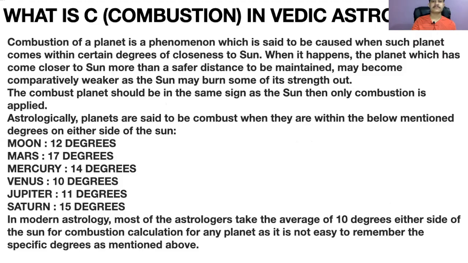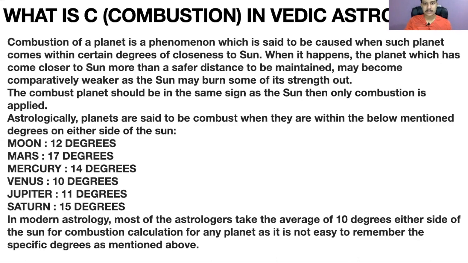Now, what is C or combustion in Vedic astrology? Combustion of a planet is a phenomenon said to be caused when a planet comes within a certain degree of closeness to the Sun. When it happens, the planet which has come closer to the Sun than a safe distance may become comparatively weak, as the Sun may burn some of its strength out. The combust planet should be in the same sign as the Sun, only then is combustion valid.